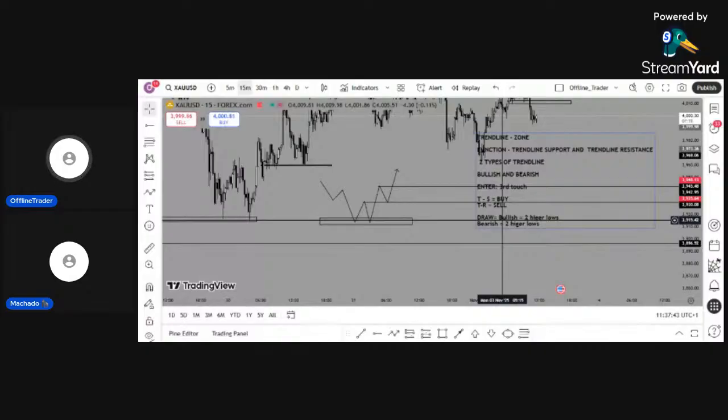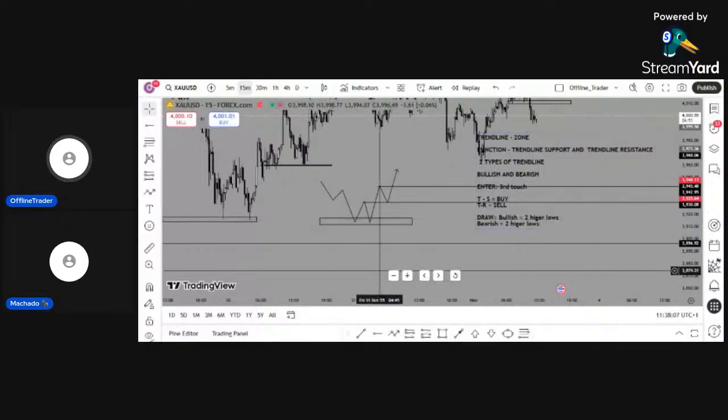So let's cut it short. For a bullish trend line, I already wrote it here. I don't know if you can see it, but I'm showing my screen. For a bullish trend line, we just need two higher lows. The market is making a series of higher highs and higher lows. So for a bullish trend line, we need two higher lows to connect them to give us a trend line.